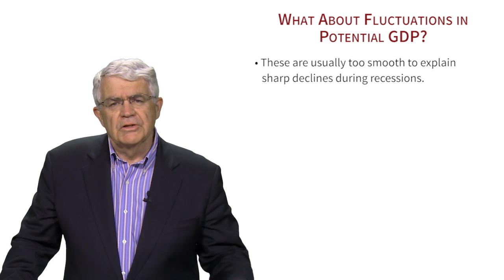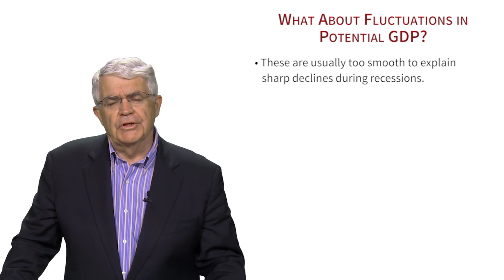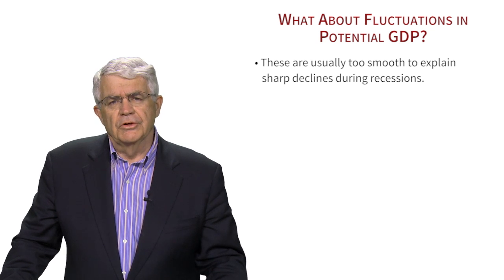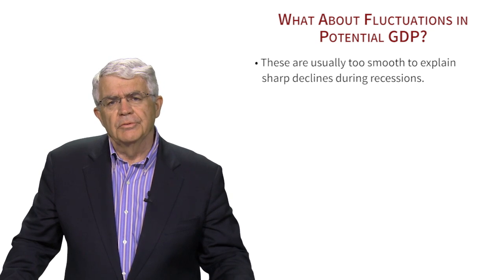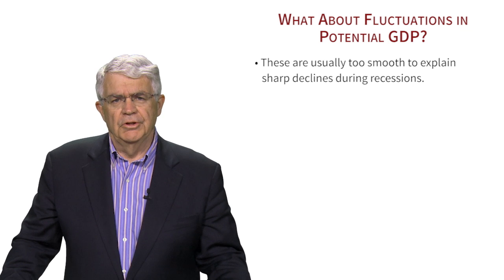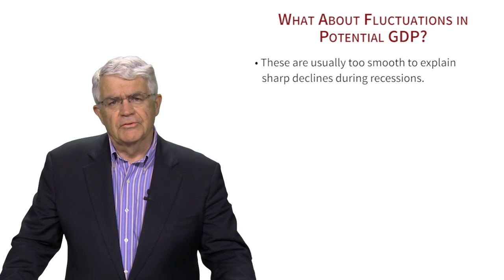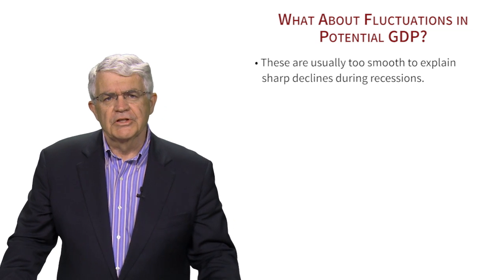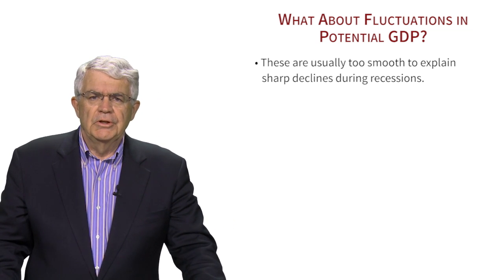It's hard to imagine that suddenly people forget how to produce things. Their productivity declines rapidly in a recession just for no reason at all. And similarly, it's hard to imagine that people just decide not to work so much that unemployment rises from 5 to 10% in a recession. So it's probably related to things beyond just potential GDP changing.